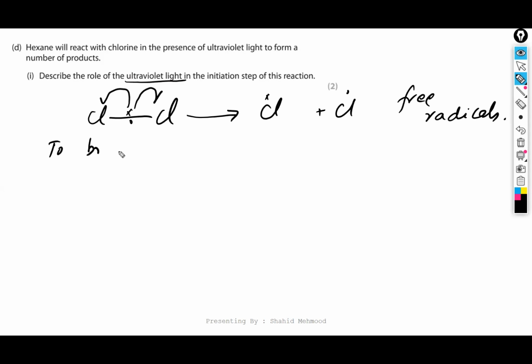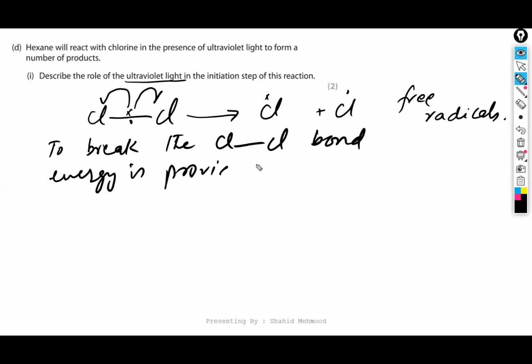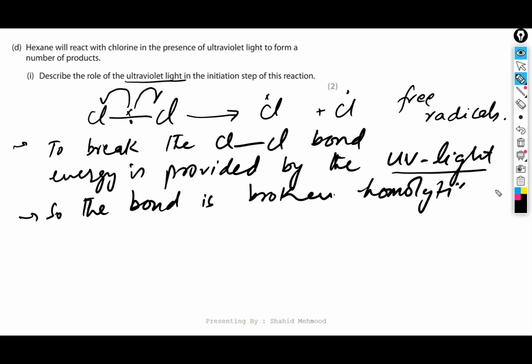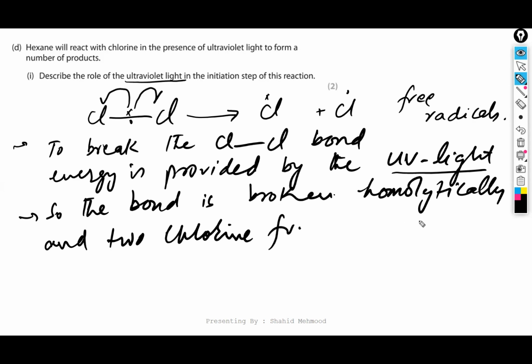Now to explain the role of the UV light in the initiation step: to break the chlorine-chlorine bond, energy is provided by the UV light, because the UV light energy is more than the bond energy of chlorine-chlorine. So the bond breaks homolytically and free radicals are formed. This is homolytic fission, and two chlorine free radicals are formed.